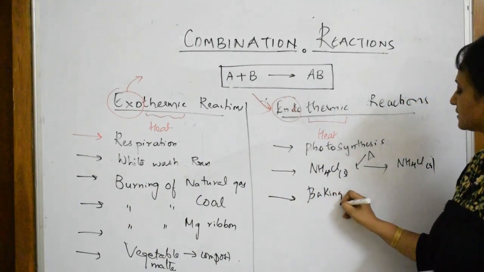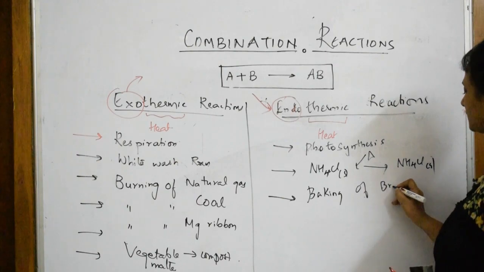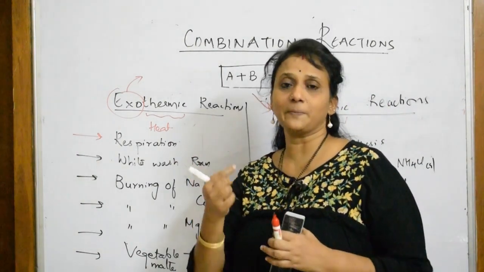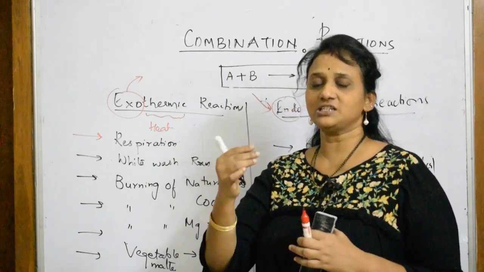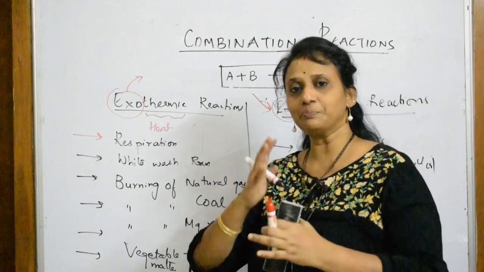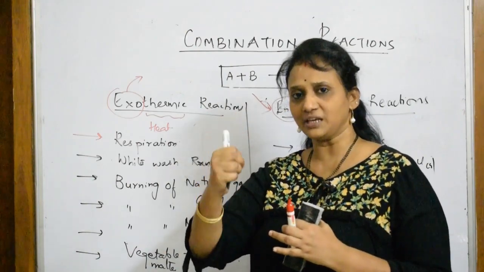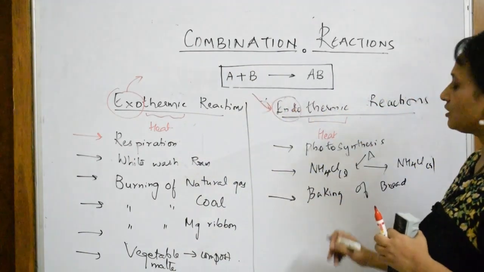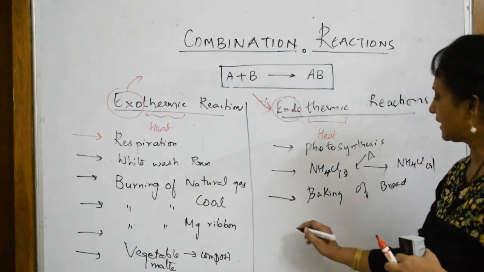Baking of bread is endothermic. You would have seen in your oven, when your mom sets a preset temperature, she will set 360 degrees for baking the bread. It will get preheated, meaning it will first absorb the heat, store it, and then use it for baking the bread. So baking of bread comes under endothermic reaction.